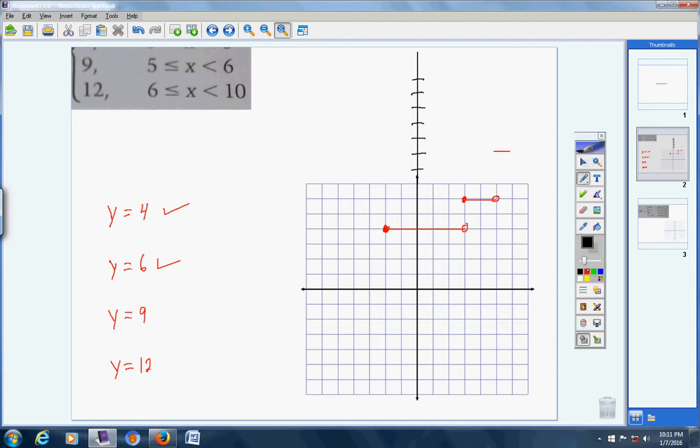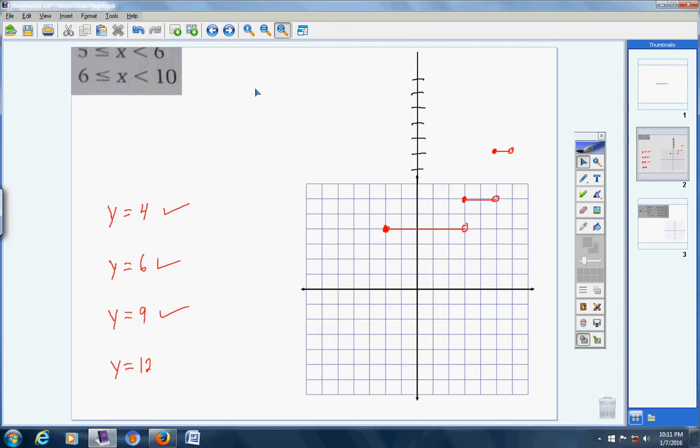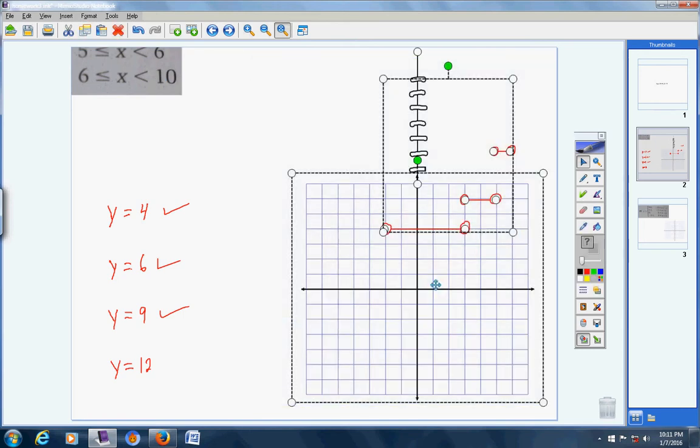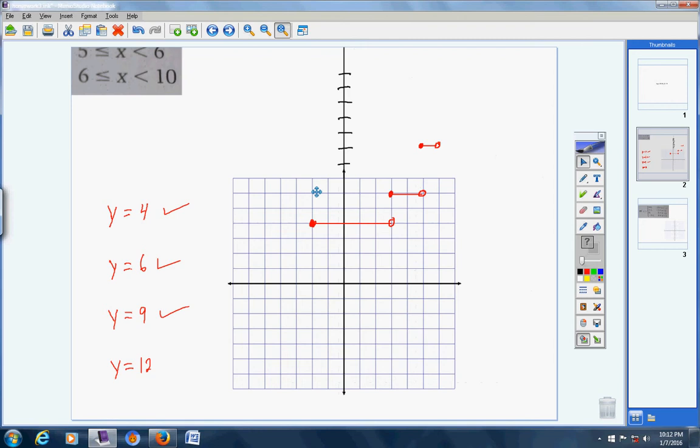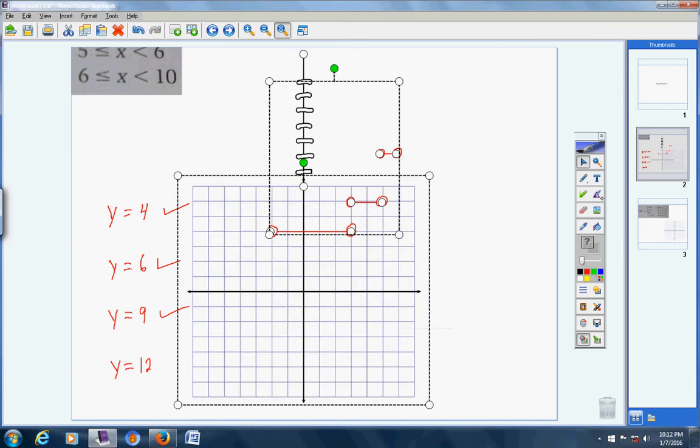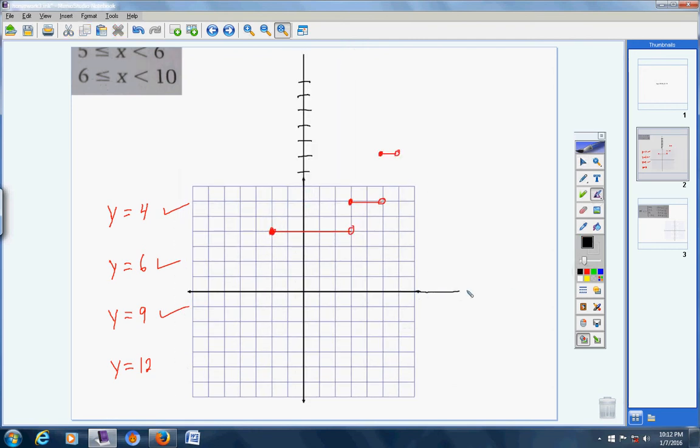Alright, so this will be closed and this will be open. Alright, and then the last line is y equals 12. We're going to need some more room, so I'm going to slide this over a little more and see if I can pull this entire graph over a little bit. There we go. And let's see if we can extend this a ways. There we go.